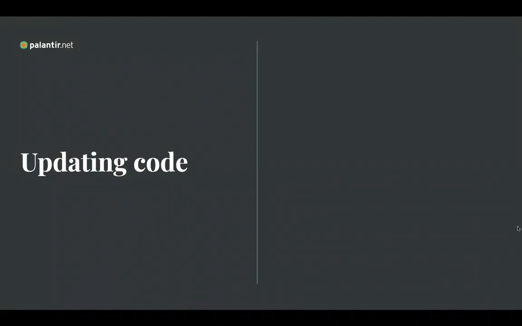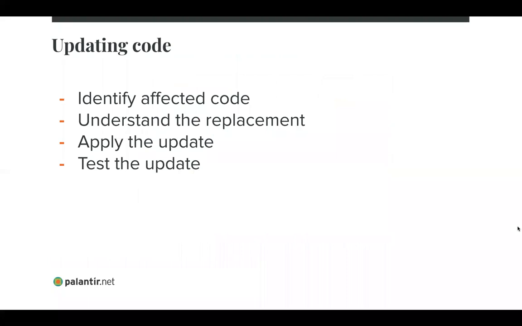So what's the process for updating your custom and contributed code from 8 to 9? The general thing that you're going to have to do is identify what code needs to be updated. You'll need to understand the new method that exists, so if it's a replacement, if there's a new pattern.